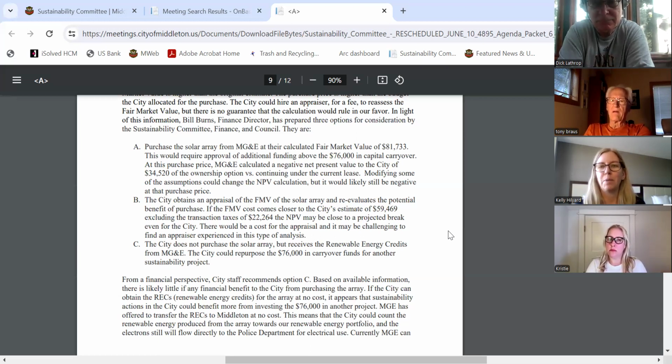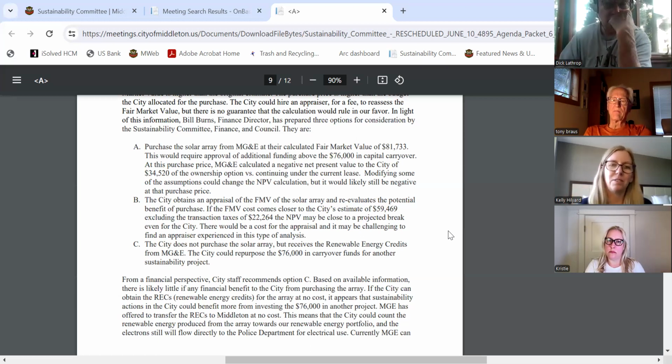Like, if I spent $100,000 to put solar on my house, probably fiscally it wouldn't make economic sense. Might be doing it for the environmental benefits. But in this case, MGE offered to just give us the renewable energy credits and take that out of their fuel mix. It's a tiny drop in the bucket for them, but we would have those free of charge.